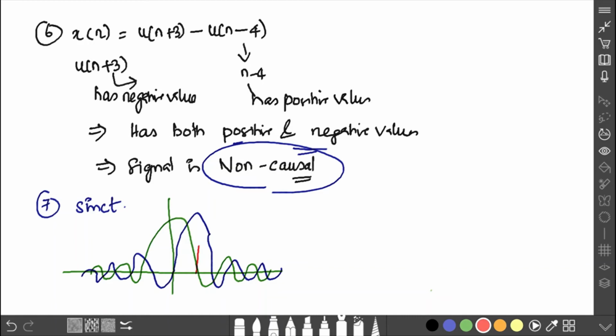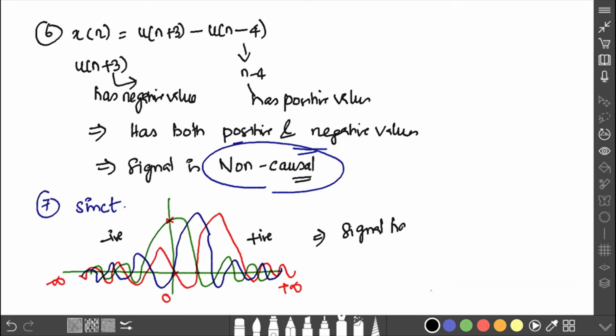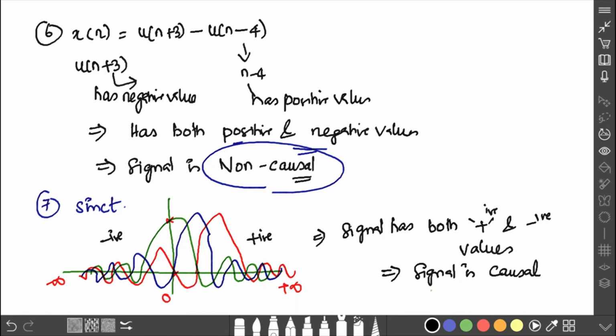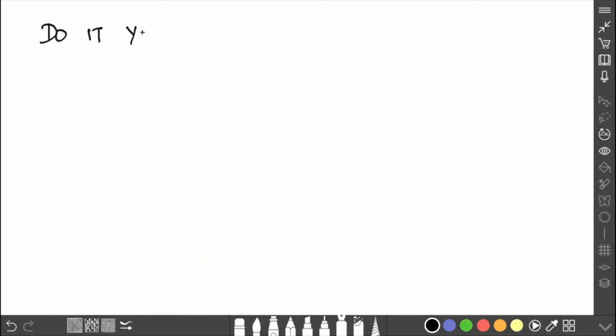I have shown this in green, blue and red color, where you could see here the peak of one signal will be the 0 of the next signal. In that way, the maximum signal is contained in this big signal value, and you could see from the figure itself it has both positive and negative values. And since the signal contains both positive and negative values, we can conclude that the signal is a non-causal signal.